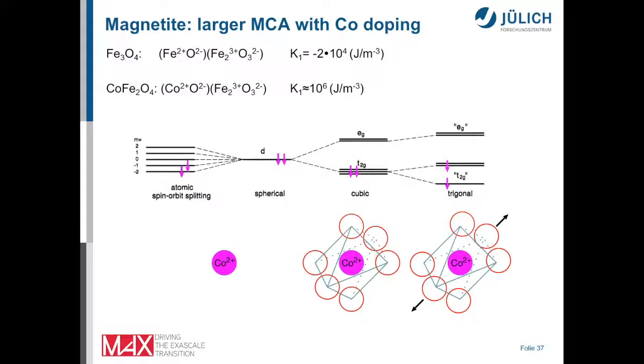And if you dope in an additional electron, if you have, for example, cobalt instead of iron, then you have, again, a doubly degenerate level, like in this europium molecule I've shown you before, and you have a much larger magnetic anisotropy. So in the solid state, of course, this is broadened to bands, but essentially you can think this is the mechanism by which magnetite becomes a strong magnet.